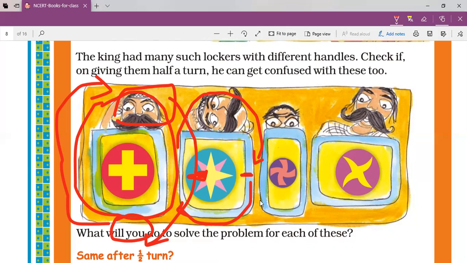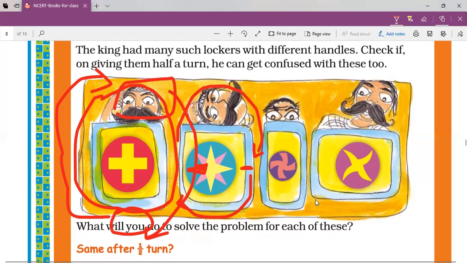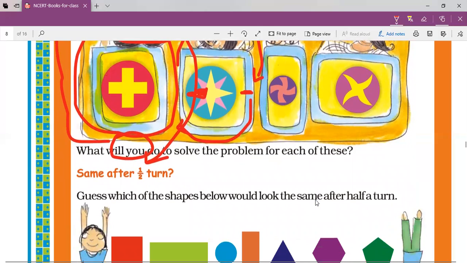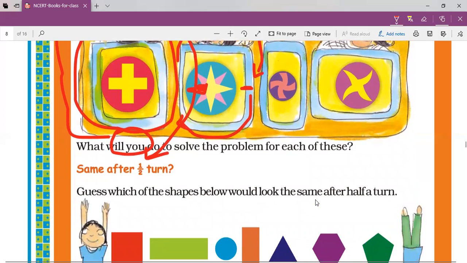So these are some patterns, some blocks. You have to give it a half turn and try to imagine it. You don't have to solve it or draw over here. Just imagine and solve the puzzle.